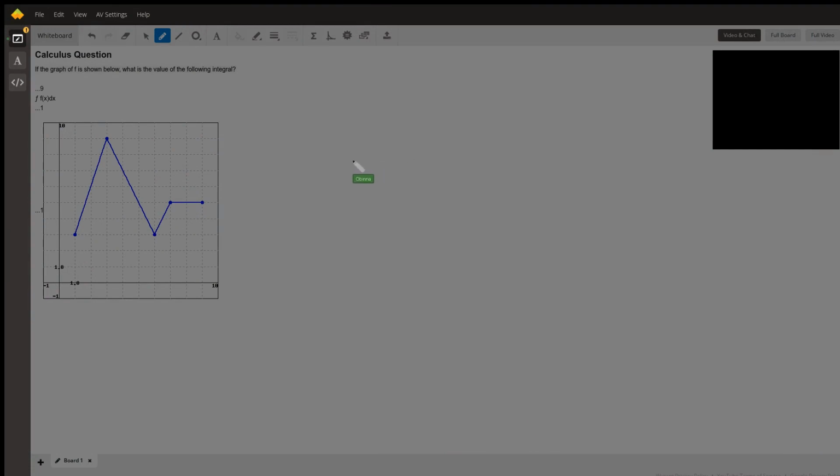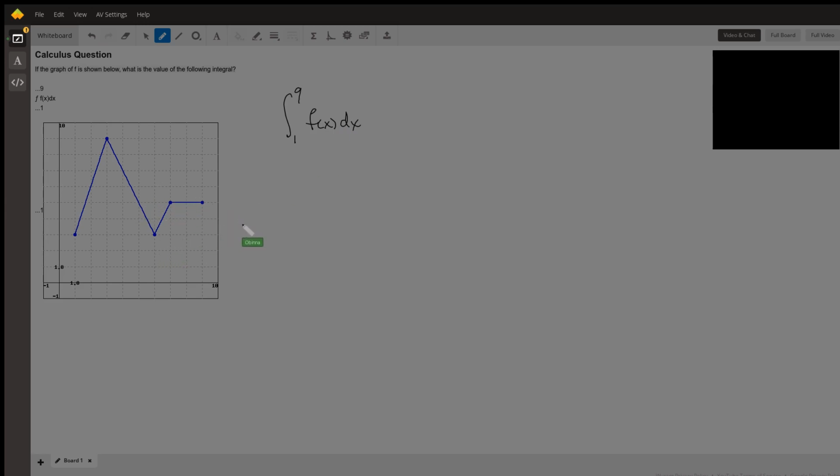Okay, so essentially we're going to find the value of the integral from 1 to 9 of this graphed function here. Okay, so we're looking for the integral from 1 to 9 of f of x dx, where the function is this figure in blue.